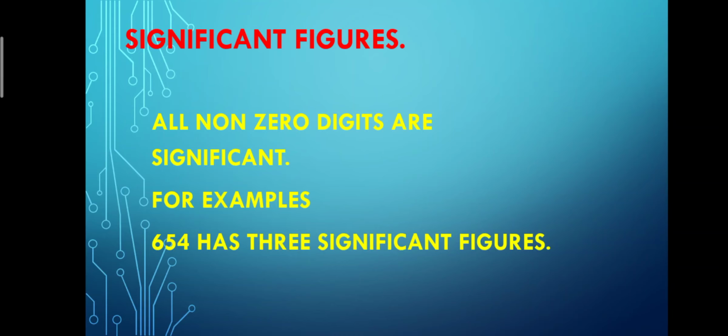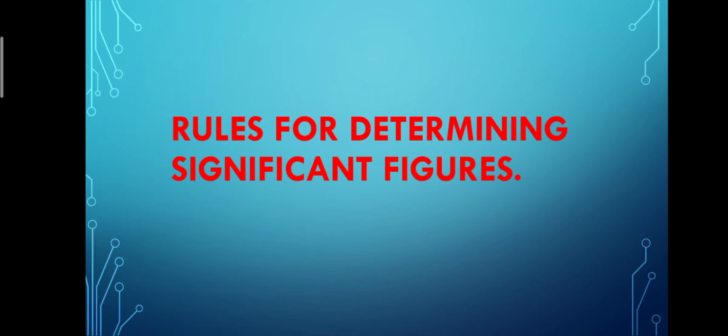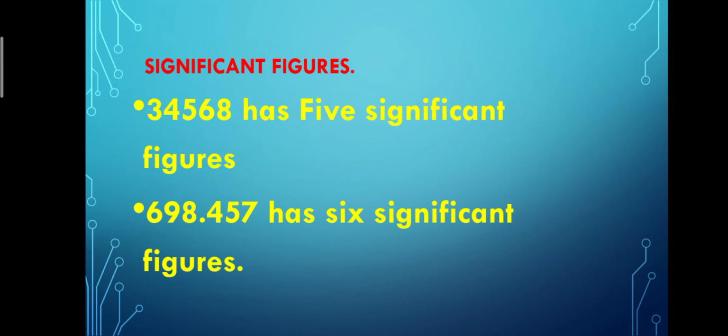For example, 654 has 3 significant figures. 34568 has 5 significant figures. 698.457 has 6 significant figures because all the digits present are non-zero.